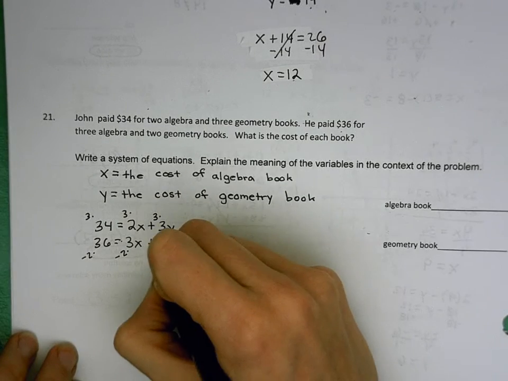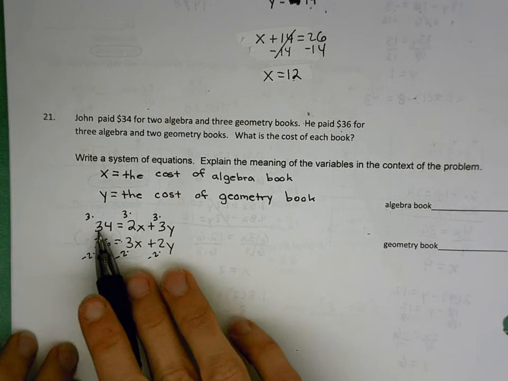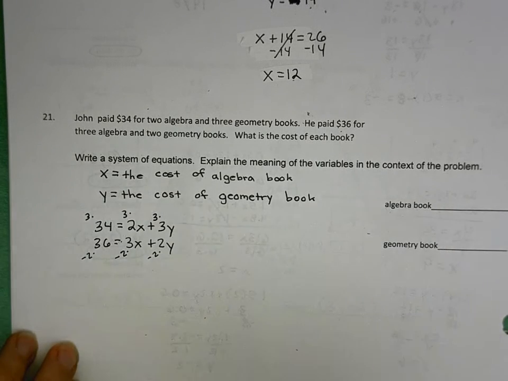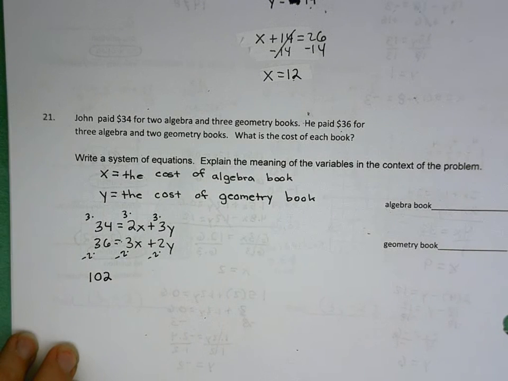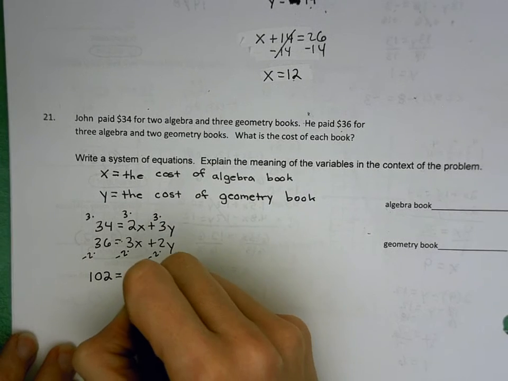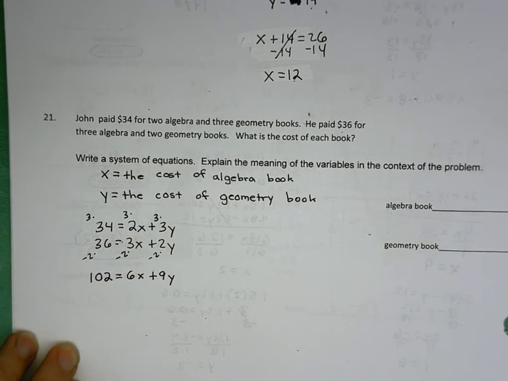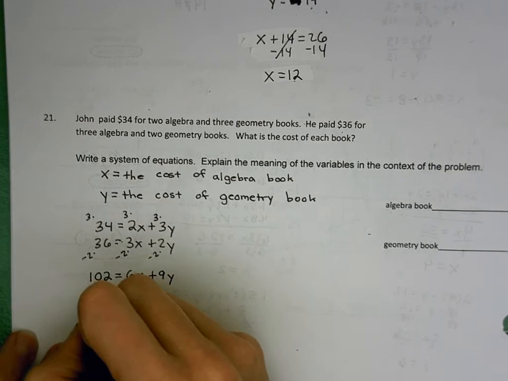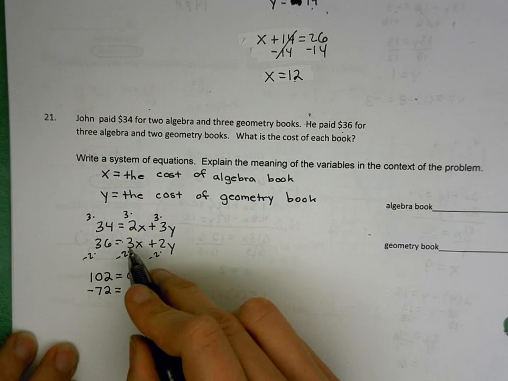Okay, 3 times 34 is 102. 3 times 2 is 6, and 3 times 3 is 9. -2 times 36 is -72. -2 times 3 is -6x. -2 times 2 is -4y.